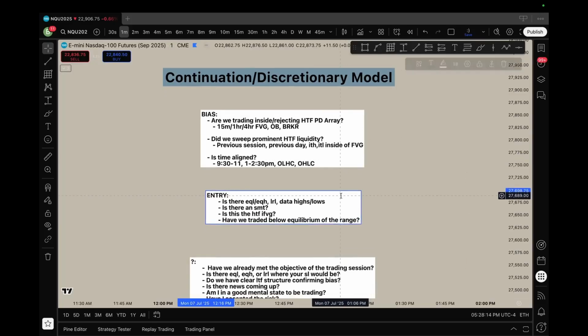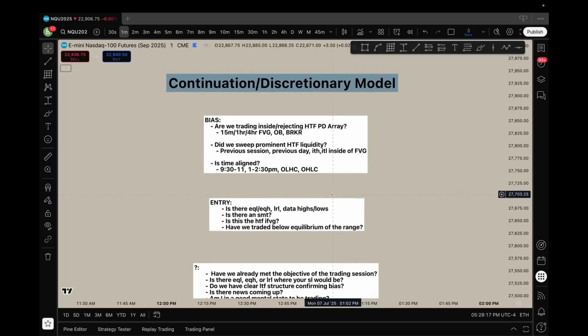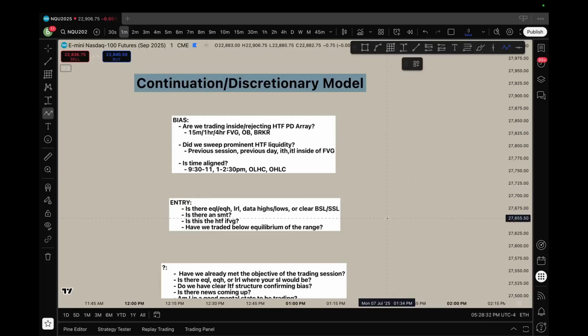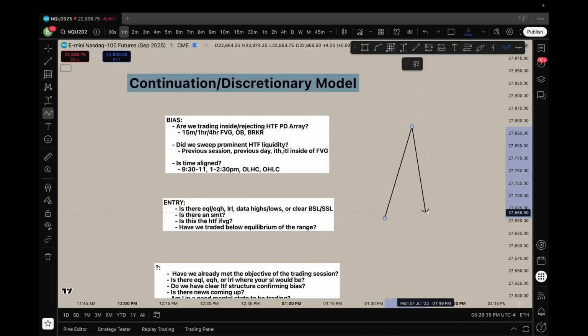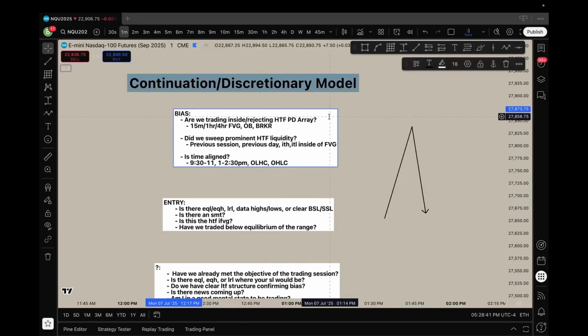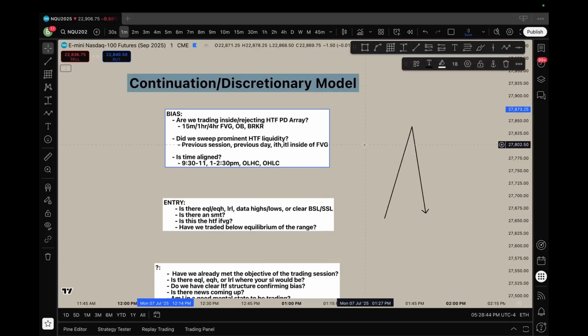Now, for your entries, okay, is there equal lows, equal highs, low resistance liquidity, or data highs and data lows? Or I should just put clear sell side, okay. Now, is there equal highs and equal lows, right? So you want to be seeing if there is a good target, right? So good targets look like previous prominent higher time frame liquidity, right? So this is your higher time frame liquidity, and we could be rejecting prominent higher time frame liquidity, but we also want to be targeting that higher time frame liquidity as well, okay?